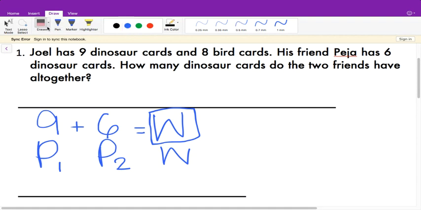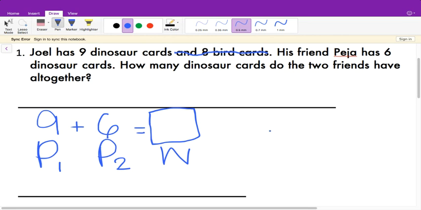I made a bit of a mistake. Let me erase that. Okay. So in this problem, I'm looking now because I had all of the information I needed to write this equation. So that means there was extra information that I didn't need. Okay, the question is asking about dinosaur cards. And if I go back to the first sentence, Joel has 9 dinosaur cards and 8 bird cards. I didn't use that 8 bird cards anywhere here in my equation. So that is the information that I can cross out. So I'm just going to cross out and 8 bird cards. I did not need that to solve the problem.